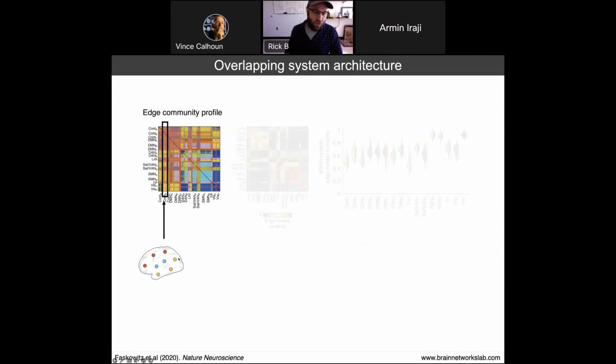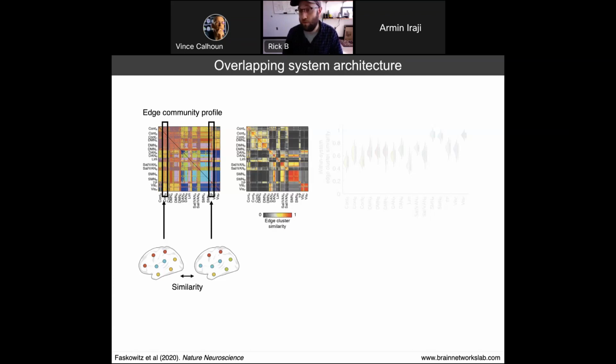So for every region, we take that edge community matrix as the community labels projected onto edges, and we take slices of that corresponding to individual brain regions. And we can ask, how similar are these two regions in terms of their edge community assignments? We can do this for all pairs of regions, and we get a map that looks something like this, an edge cluster similarity.